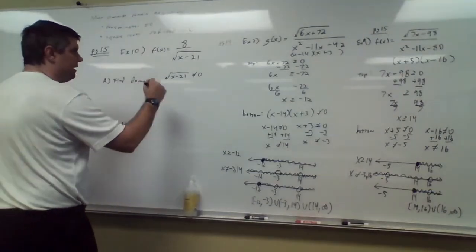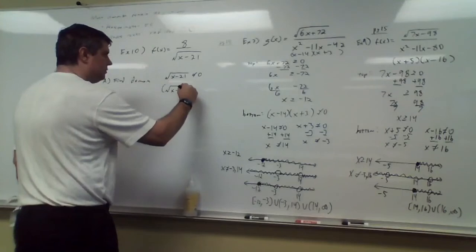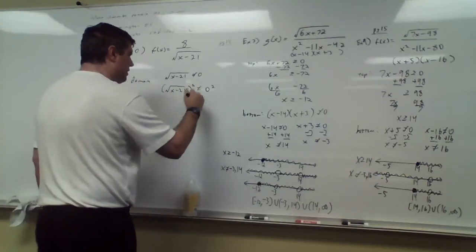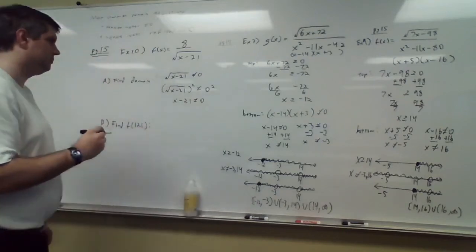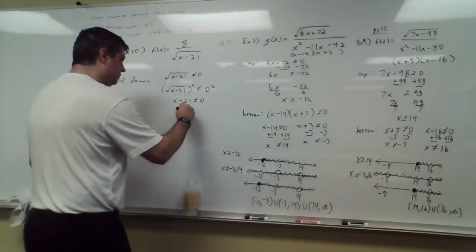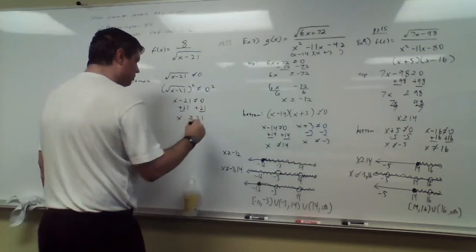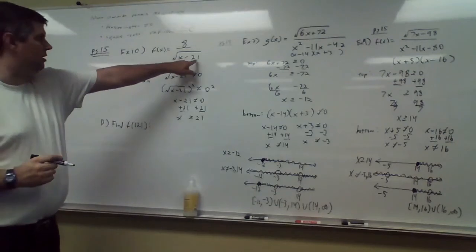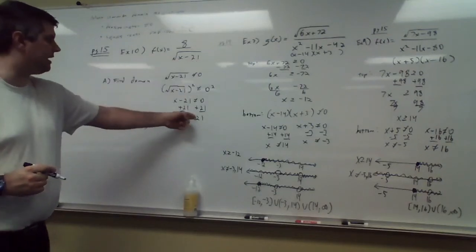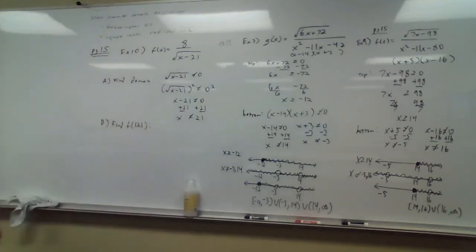So, if we square both sides, we get x minus 21 cannot equal 0, which means x has to be greater than or equal to 21. Okay? But this x cannot equal 21. I apologize.